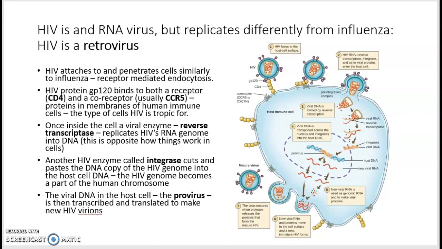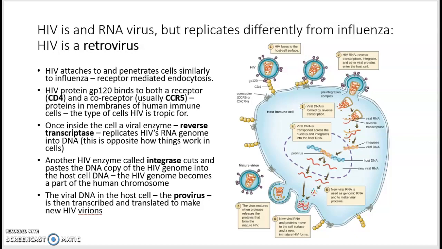HIV is another RNA virus, but it replicates slightly differently from influenza. HIV is a retrovirus. HIV attaches to and penetrates a cell similar to influenza, by receptor-mediated endocytosis. The HIV spike protein, gp120, binds to 2 receptors on the cell, the primary receptor, CD4, and a co-receptor, usually CCR5. These are 2 proteins that are found in the membranes of human immune cells, so those are the type of cells that HIV is tropic for.